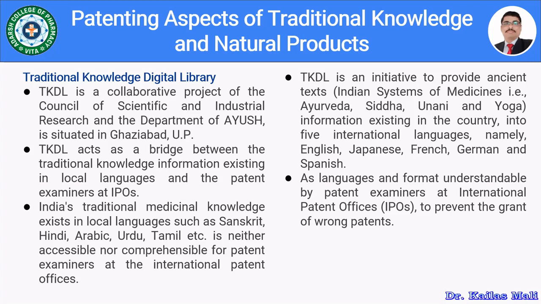If a person applies for a patent in the United States, in Japan, or in the European countries, and if they don't have any information about the ancient knowledge of the particular natural product or the particular traditional knowledge, then the patent is granted to the particular agency or person.